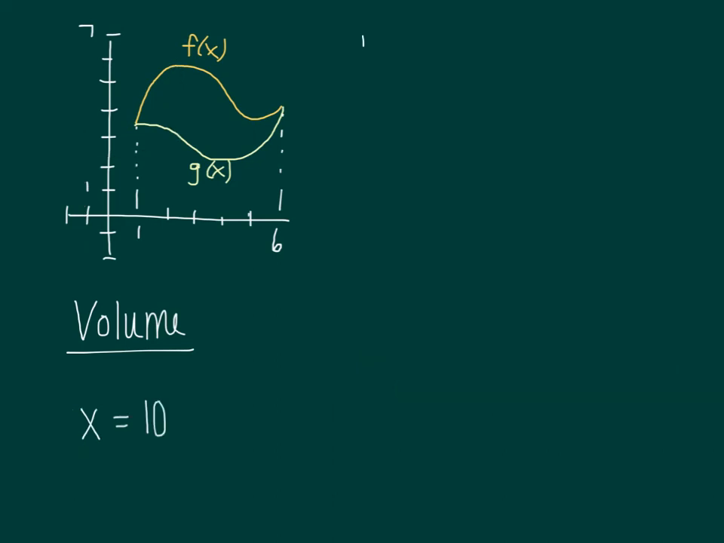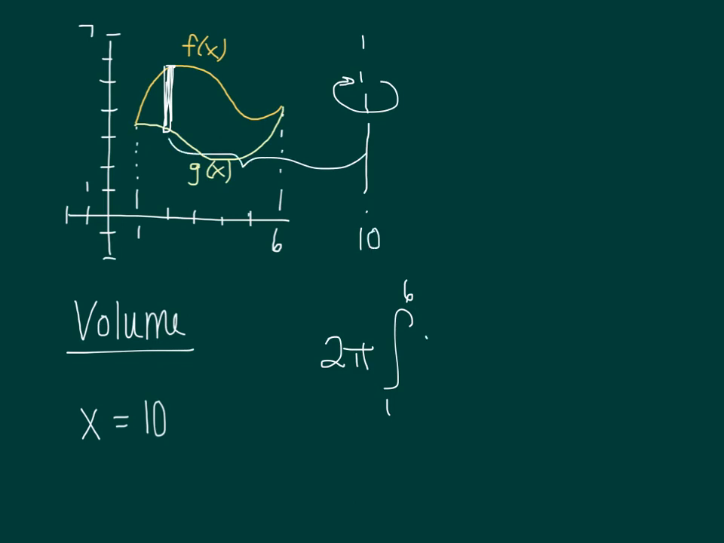Alright, x equals 10 is over here. It's going to be 2 pi times the integral. Here's my distance to my rectangle. Sorry, there's 10. So that's going to be 10 minus x times my height.